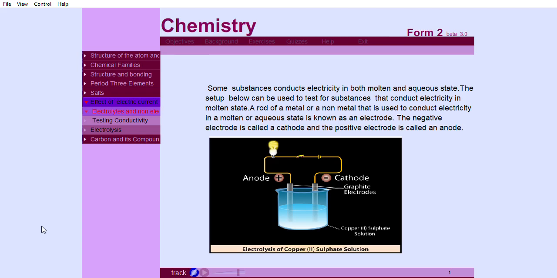A rod of a metal or non-metal is used to conduct electricity through a molten or aqueous state. The negative electrode is called a cathode, and a positive electrode is called the anode.